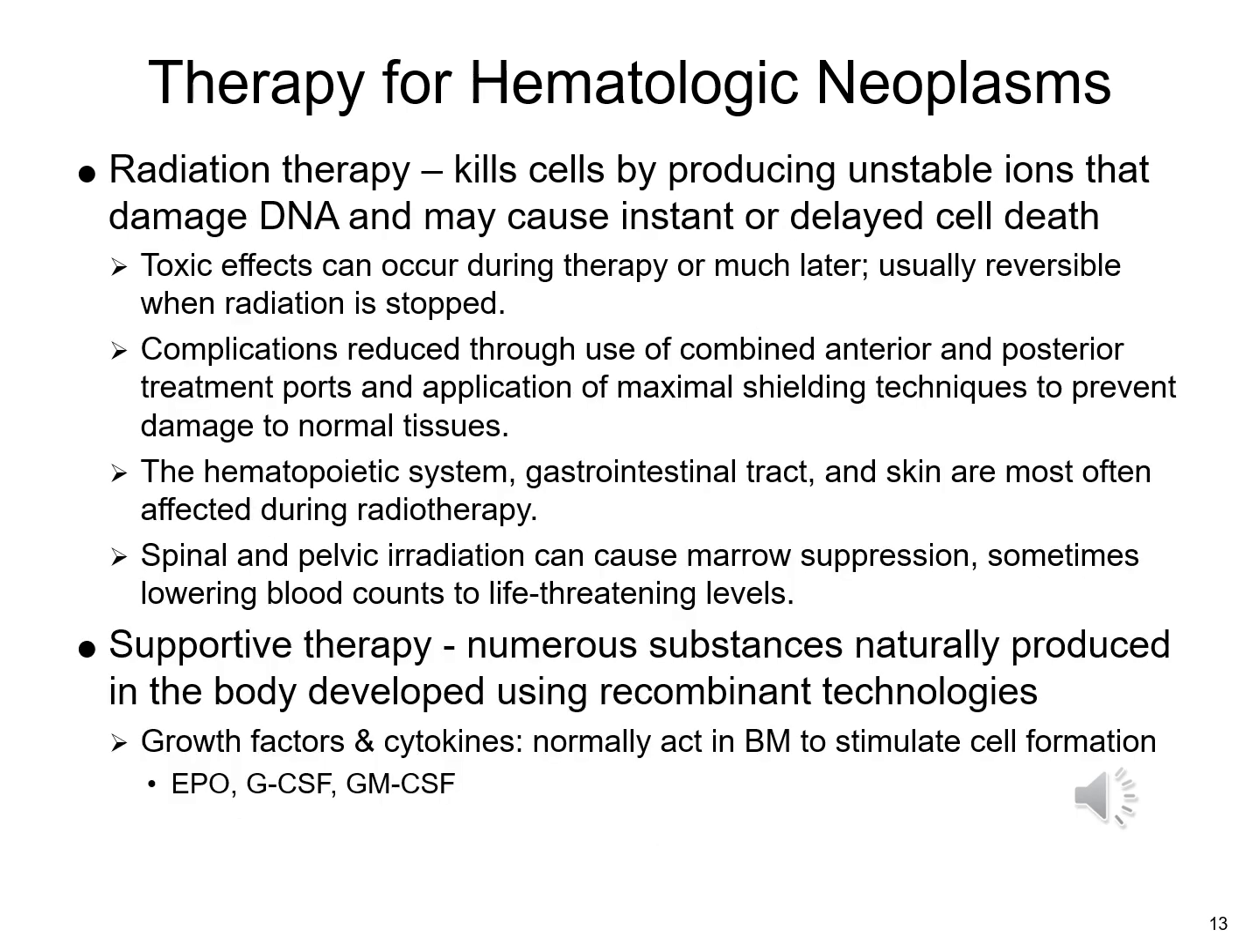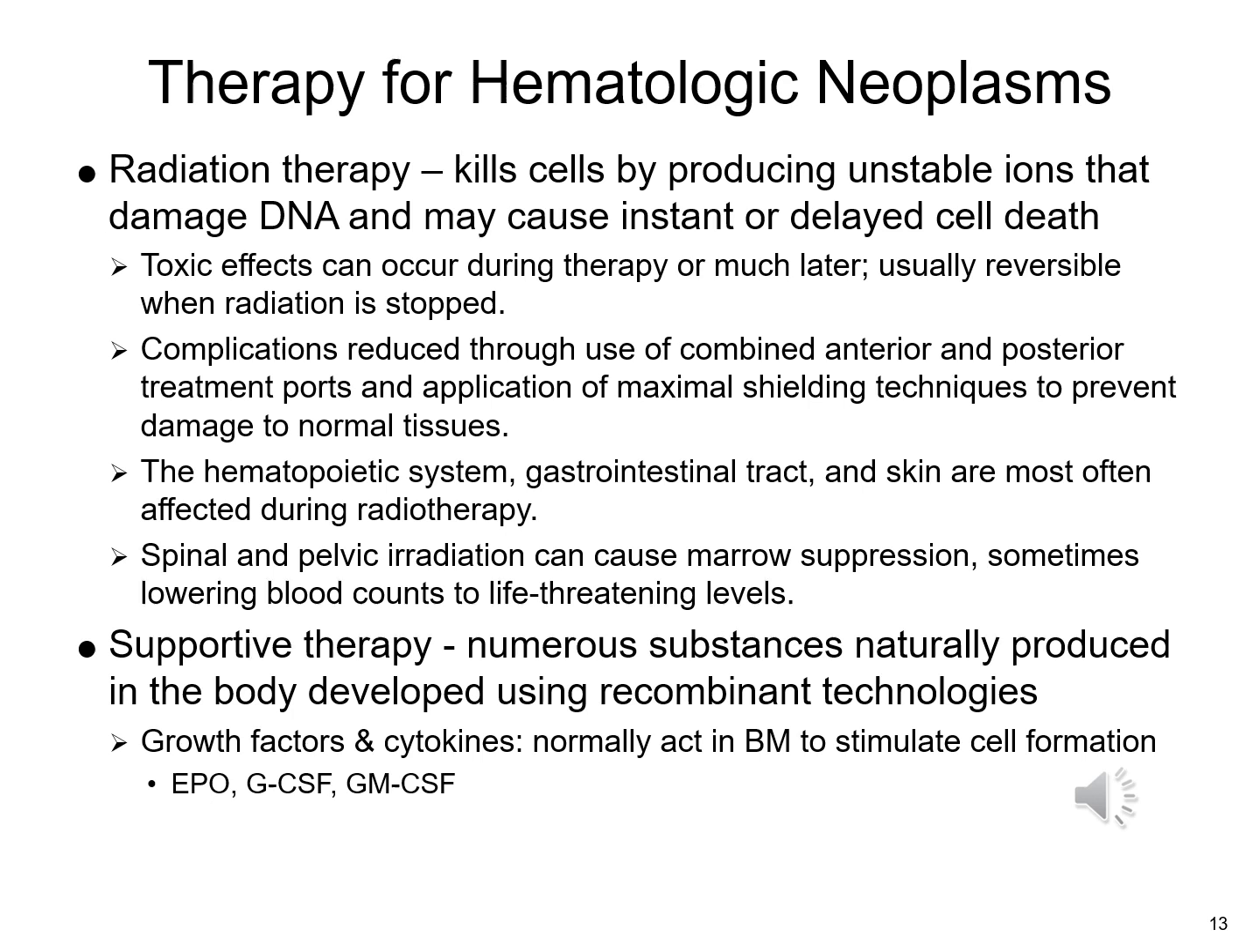Radiation therapy will actually kill the cells, or those abnormal cells, by producing some unstable ions that will actually damage the DNA, and it can cause an instant or a delayed cell death. Now, toxic effects from the radiation exposure can actually happen during the start of treatment, or even a little ways into the treatment after a patient has tolerated it very well, and then all of a sudden they don't anymore. But it is usually reversible once the radiation is actually stopped.